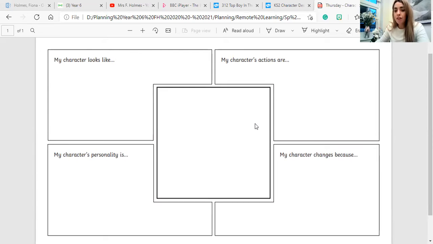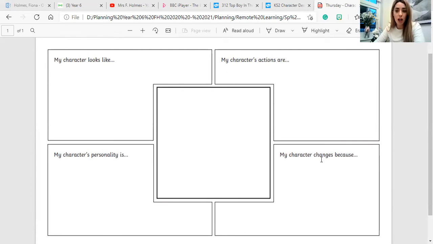And then we have our final box, my character changes because. This is probably the hardest little box that we need to do, so I'm going to give you a little bit of help. We need to look at Pavel from the beginning of the chapter. We know he doesn't speak very much. We know that he speaks very quietly. And we know that he has his head down. Okay, so that is how we are first introduced to the character of Pavel.